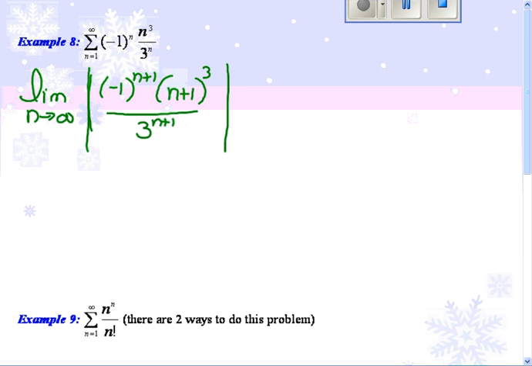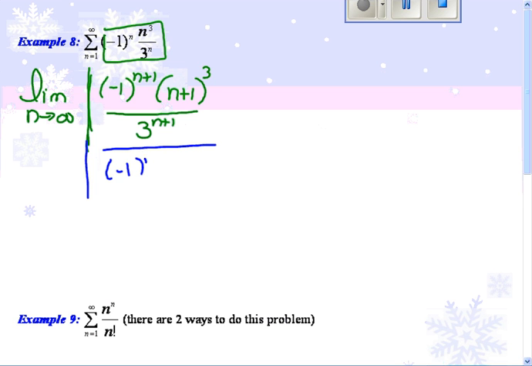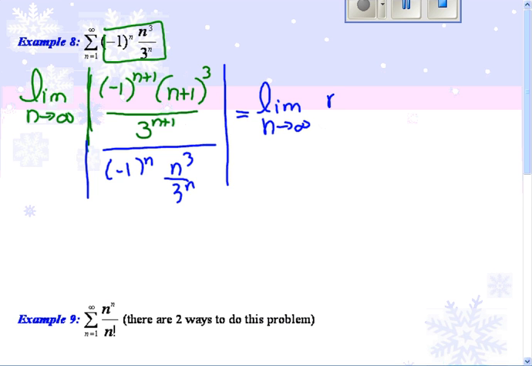Okay. Now, that's going to be divided by this thing. Oh, it's not that bad. Once I show you how to do this, you're going to say it's not that bad. Hey, guys, if I divide by this, can't I, well, let's go ahead and divide by it. It's negative 1 to the n times n cubed over 3 to the n. Now, do I have to worry about the negative ones? No. So let's make this nicer. N going to infinity. It's not that bad. It's n plus 1 cubed divided by 3 to the n plus 1.